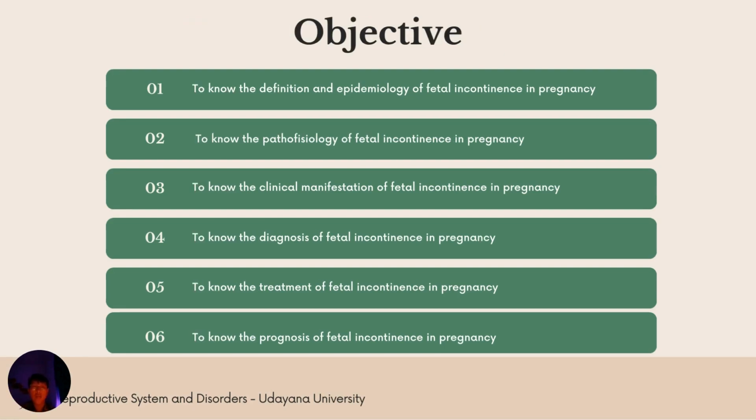The objective, there are six objectives, is to know the definition and epidemiology, to know the pathophysiology, to know the clinical manifestation, to know the diagnosis, to know the treatment, and lastly, to know the prognosis of fecal incontinence in pregnancy.